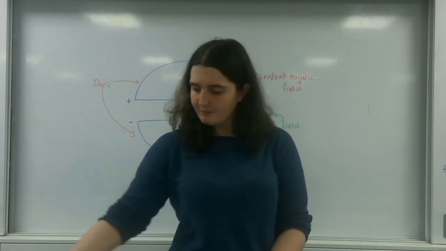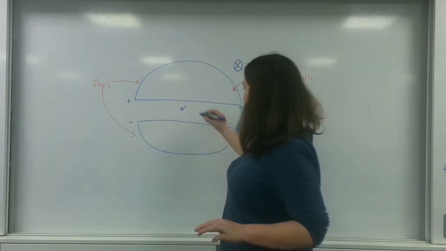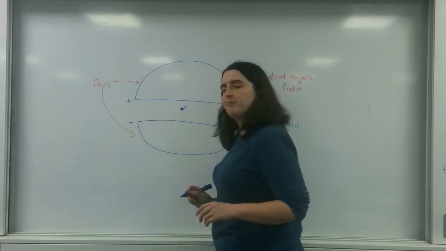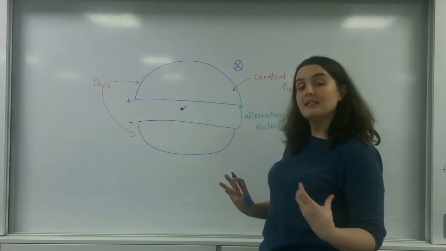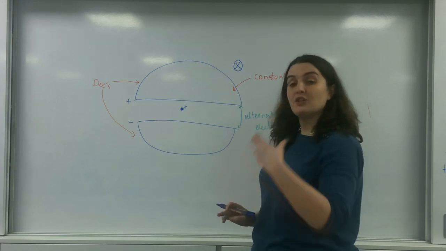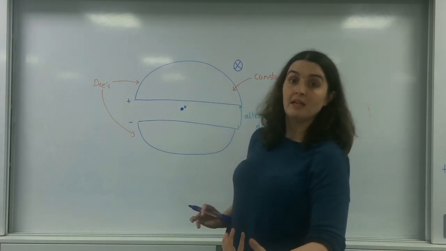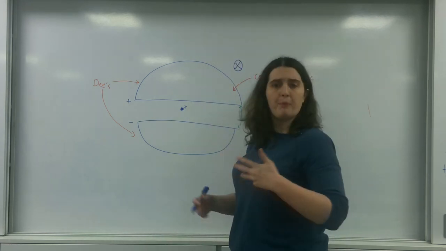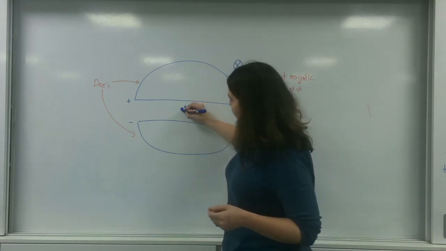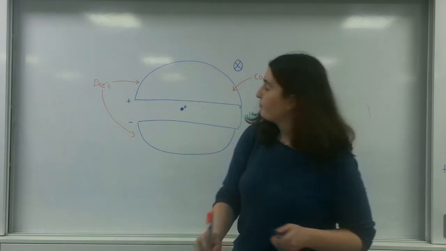Alright, so my particle is positively charged. So it is currently in the electric field, and so it is going to be accelerated. It's going to feel a force due to the electric field, and it's going to be accelerated towards the appropriate charge. So in this case, it's going to be accelerated this way. I'm going to do it in a red pen.